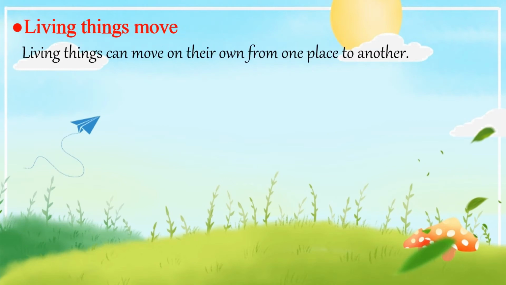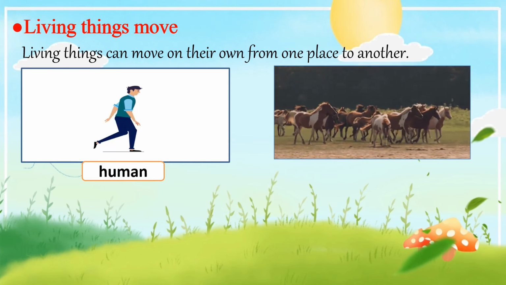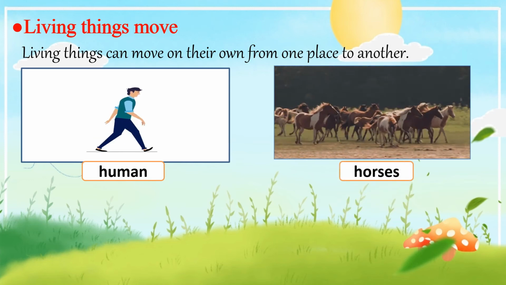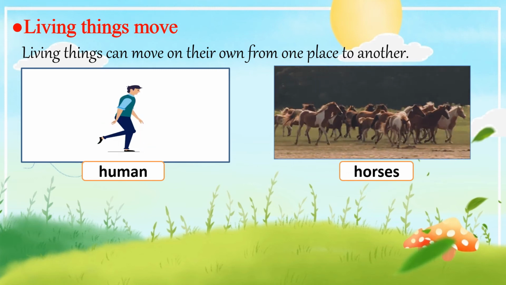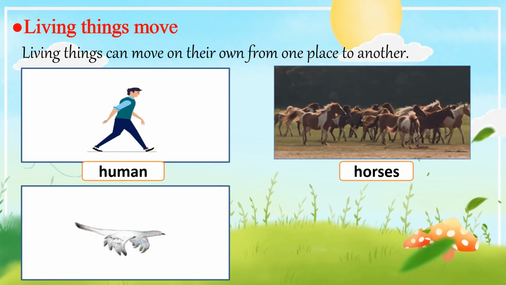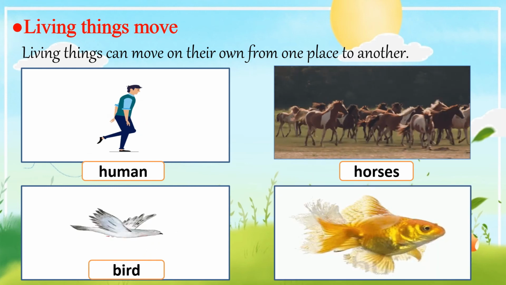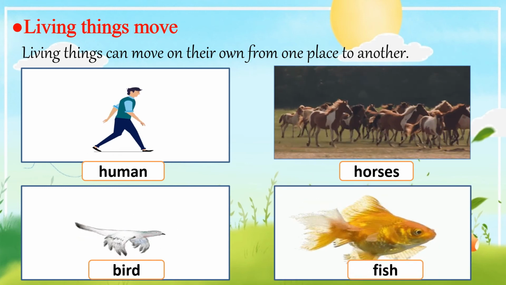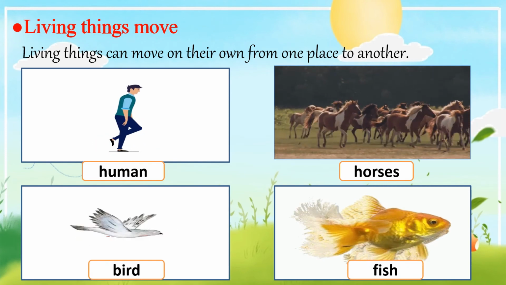Living things move. Living things can move on their own from one place to another. Human beings move using their legs. Just like human beings, most animals walk on their legs, like horses. Some have wings to fly, like birds. Fish swim in water with the help of fins and tails.